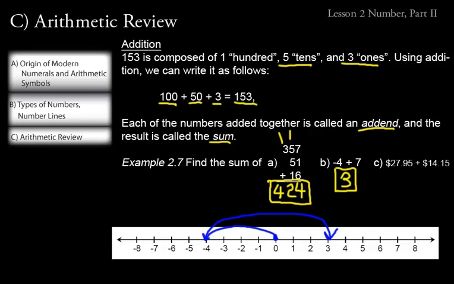Now the last one there, $27.95 and $14.15. Let's line them up relative to their place value. So we use the decimal place to help us with that. And so we'll put 27.95 here and then 14.15 here. And so we have them lined up with the appropriate place value.